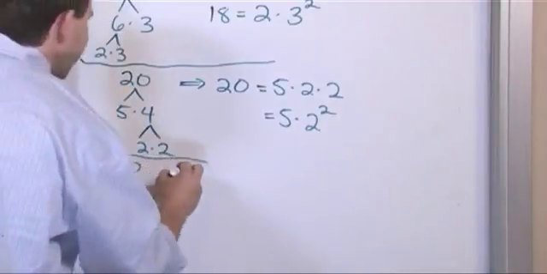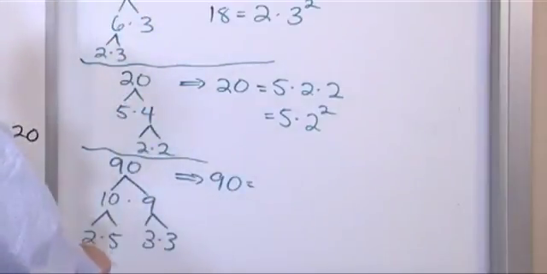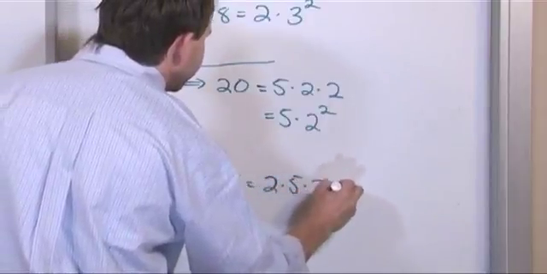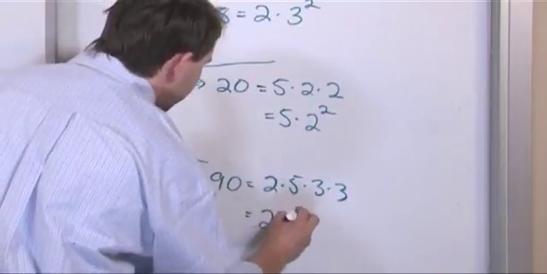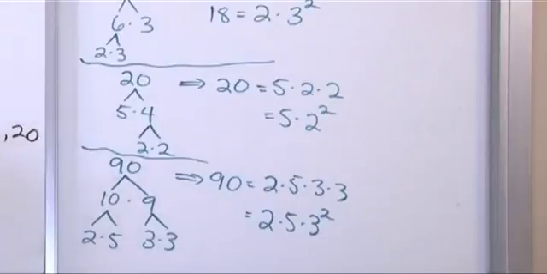So if I'm going to write the prime factorization, I'm going to say that 90 is equal to everything multiplied here: 2 times 5 times 3 times 3, from these 3s here, which can be written as 2 times 5 times 3 squared. And that's the prime factorization of the number 90.